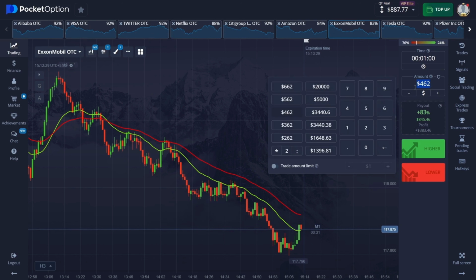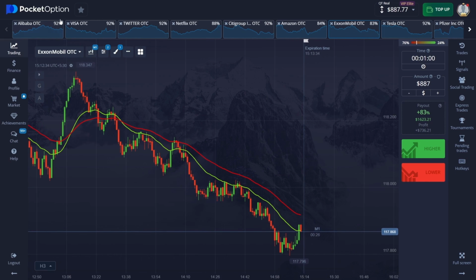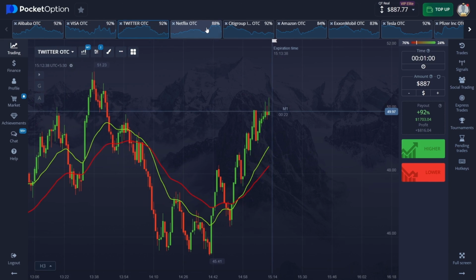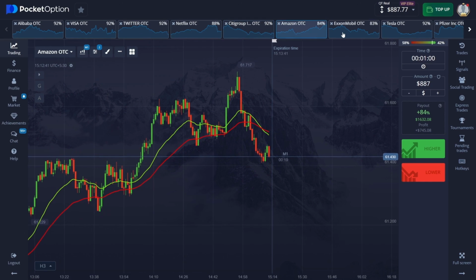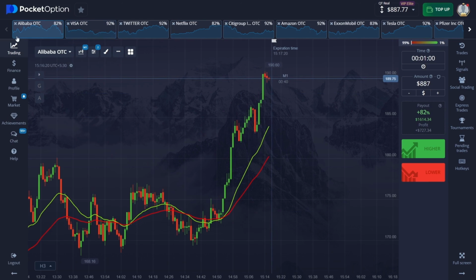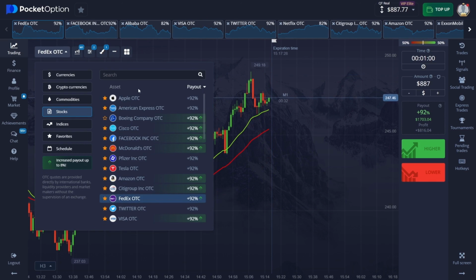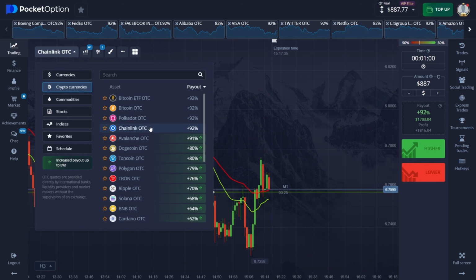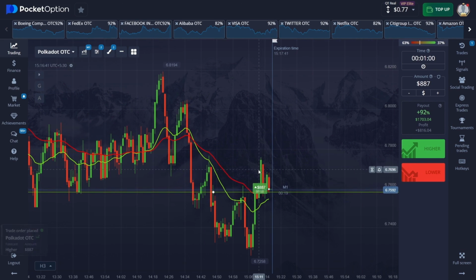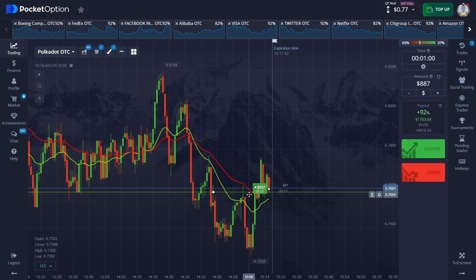Let's find a trade for $887 on the OTC market using the moving average. I hope you guys have learned a lot about trading with the moving average. Let's find a trade. I found a trade on Polkadot and placed a trade for the upside move worth $887.